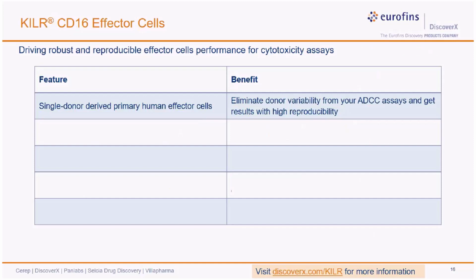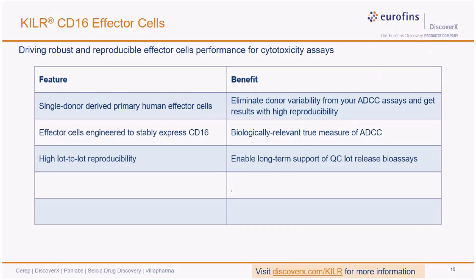in the ADCC assays to obtain data with high reproducibility. Secondly, these are primary effector cells engineered to express CD16, which is required for mediating ADCC and thus keeps the MOA of the assay consistent. Next, we have observed high lot-to-lot reproducibility, which will enable long-term support for your QC lot release programs.